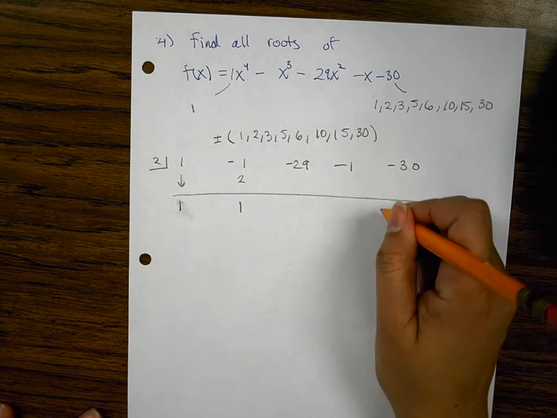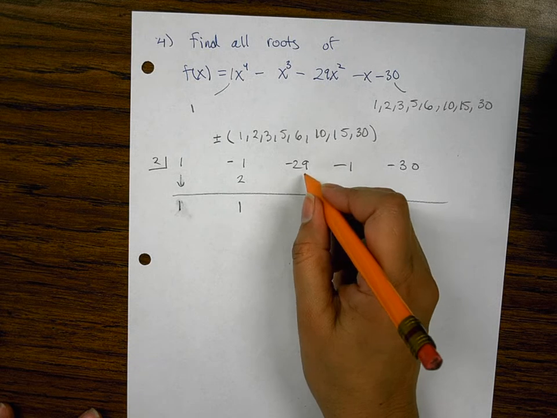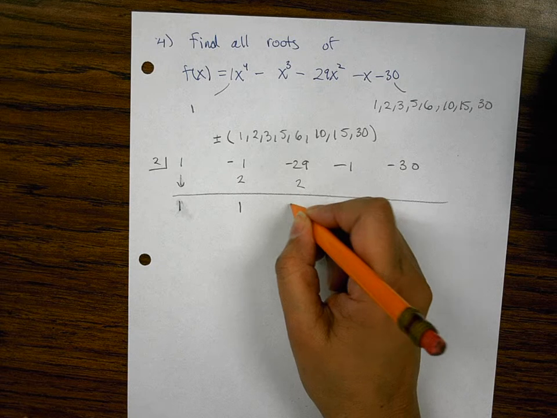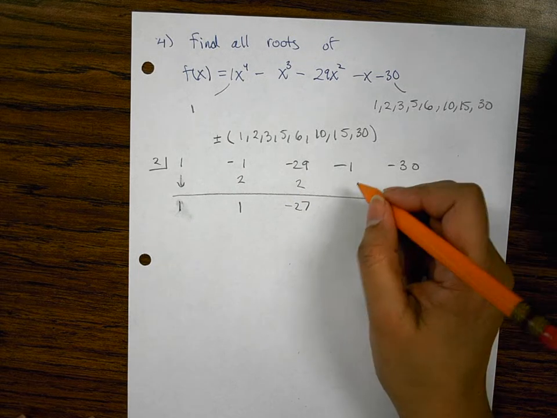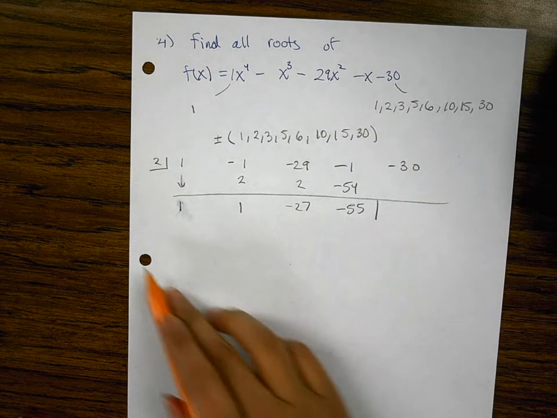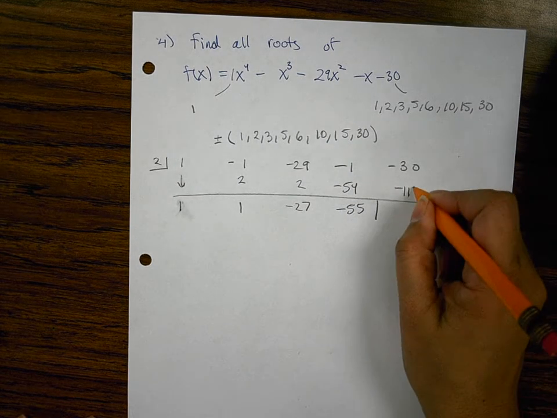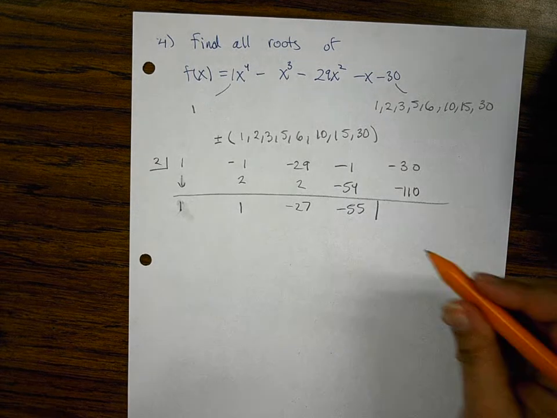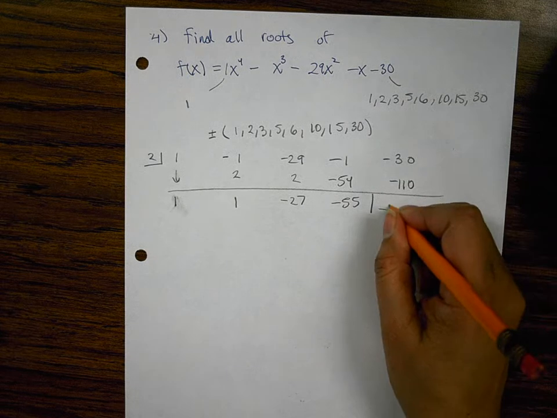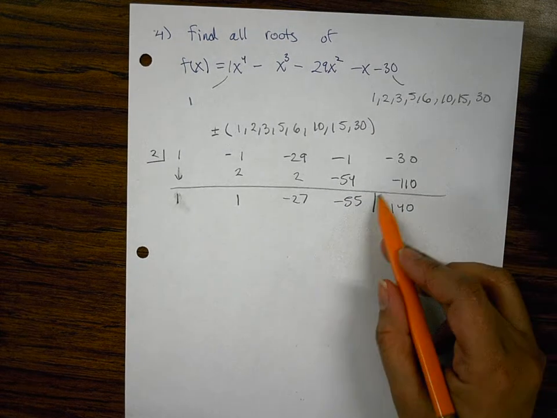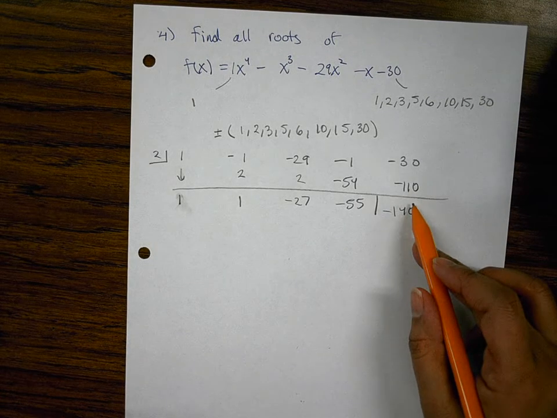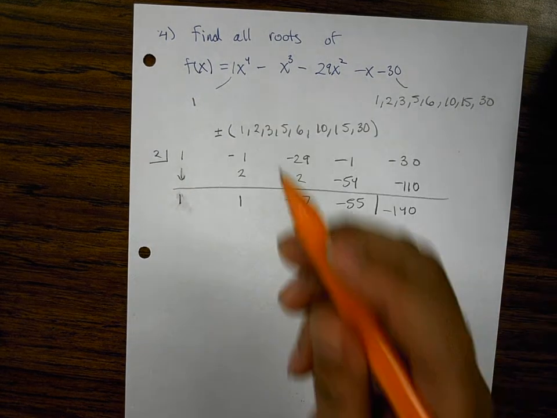Remember that last number is the remainder. Multiply, you get 2 again. Negative 27 when you add. Multiply, it's negative 54. Add, it's negative 55. Multiply is negative 110. And when you add that together, you get negative 140, which is not 0. This last number has to be 0. If it's not 0, then this is not a factor. At least positive 2 is not a factor.